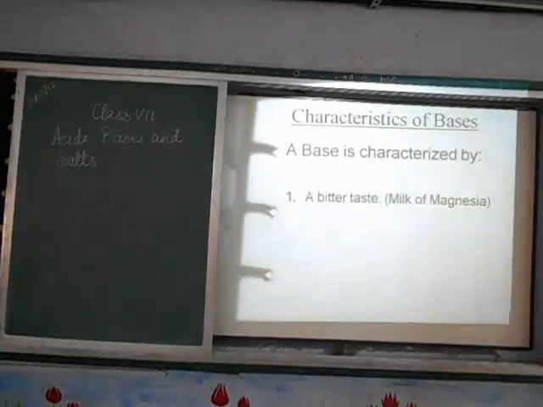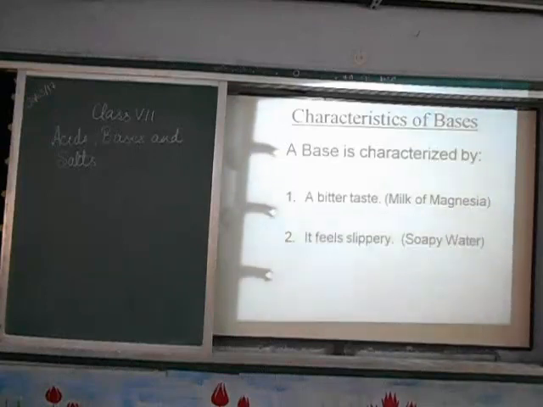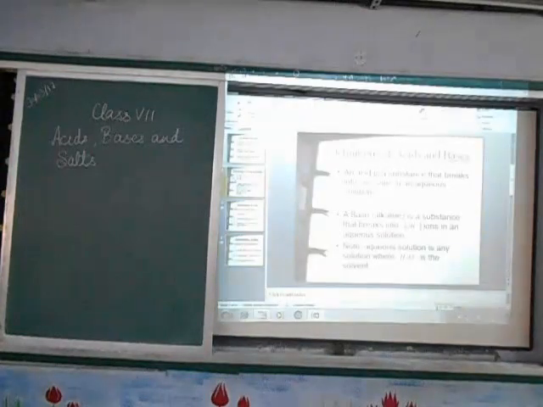Other examples of bases are the bases found in soap, that is, in the form of sodium hydroxide and potassium hydroxide. Sodium hydroxide, which you call caustic soda, and potassium hydroxide, which you call caustic potash. Bases are slippery to touch, soapy to touch. Bases turn red litmus blue. So these are some of the characteristics of acids and bases.